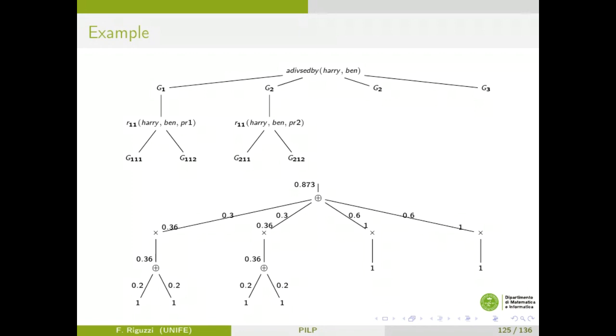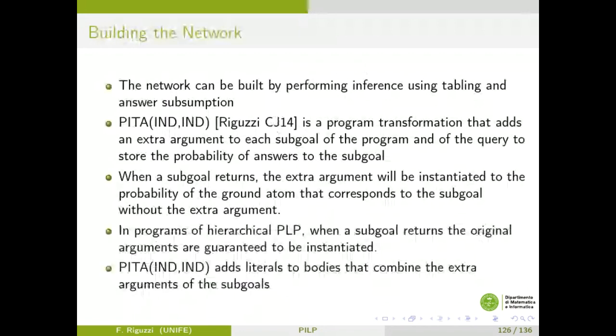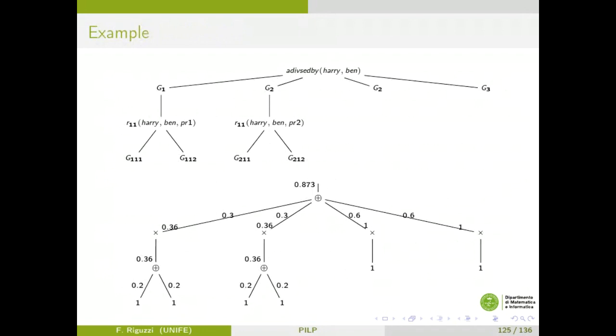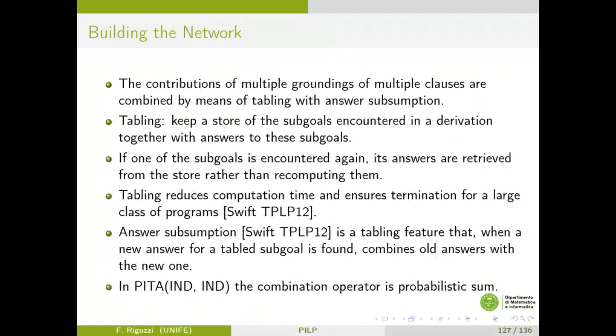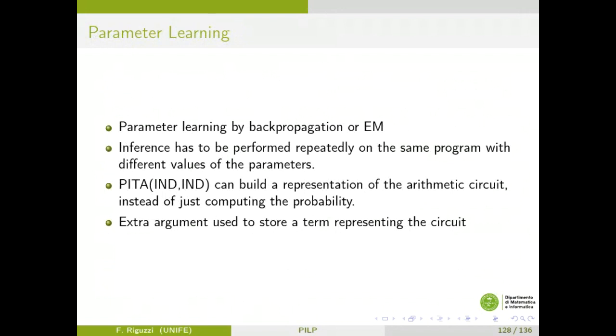So to perform inference on this program, I can just use an algorithm for obtaining the grounding, like PITA, which is a probabilistic inference algorithm that we have developed here in Ferrara. With PITA, you can build the ground circuit, and then you can simply evaluate the circuit to get the probability of the query. Then you can perform parameter learning, and you can do it with EM or with gradient descent.